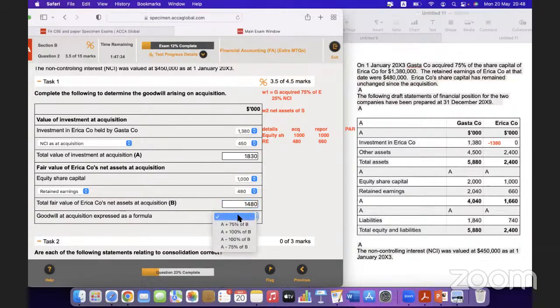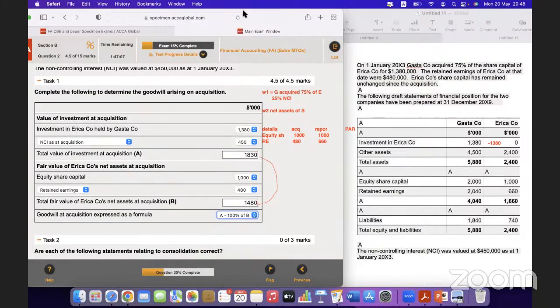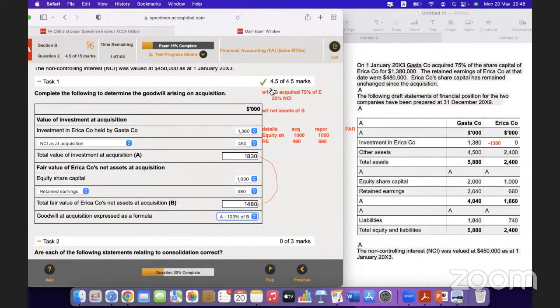Then guys, goodwill. Normally, goodwill should be this one minus this one, A minus B. Do we have an answer that way? A minus 100% of B. So normally, when it comes to goodwill, we don't put the percentages. A answer minus B answer. So A answer minus 100% of B's answer. So that's how we are going to get it. So here you can see, right? Full marks. 4.5 out of 4.5. Everything we have got the answer.